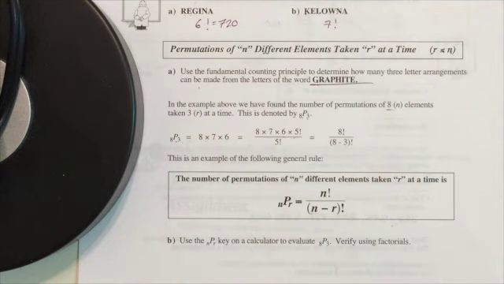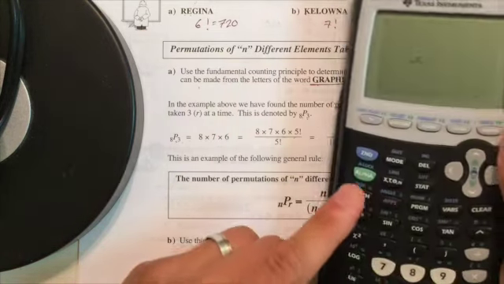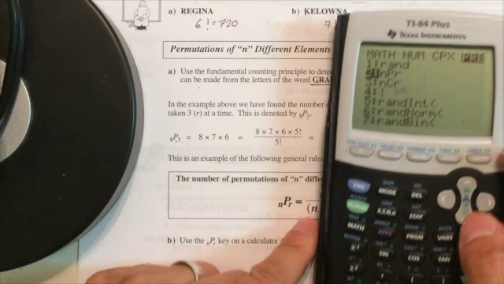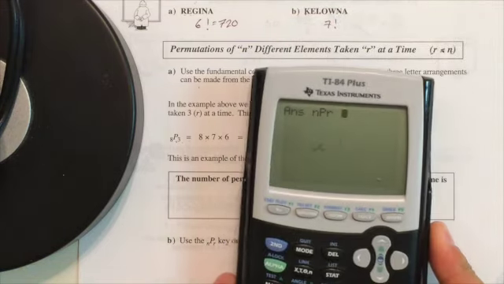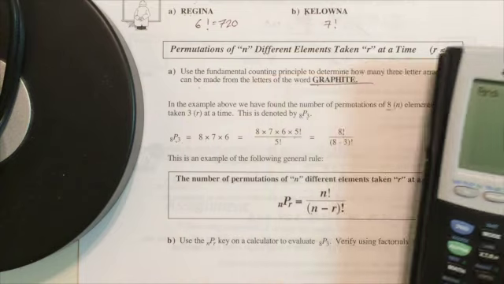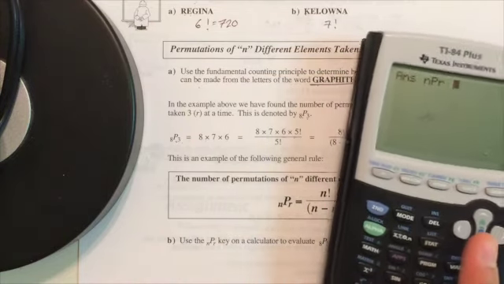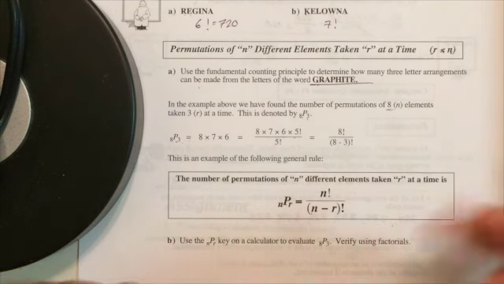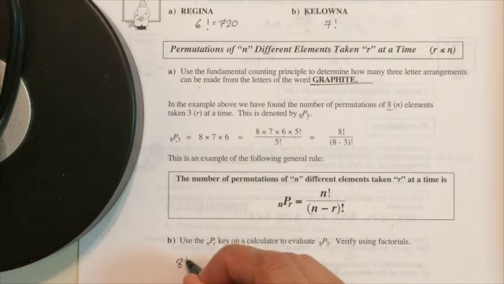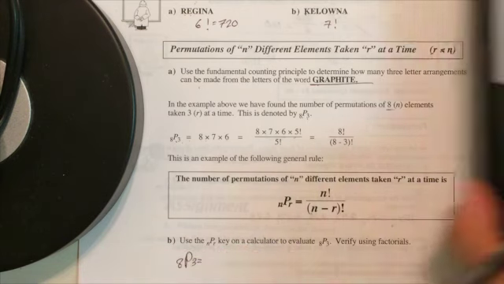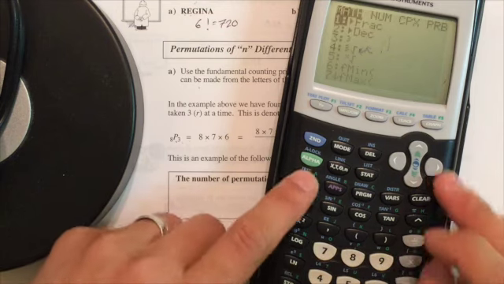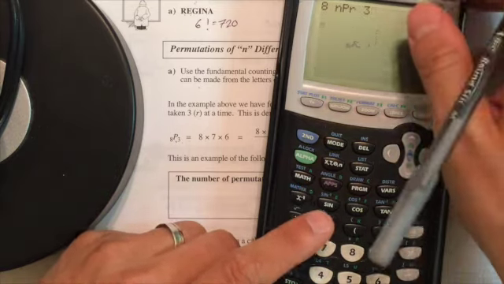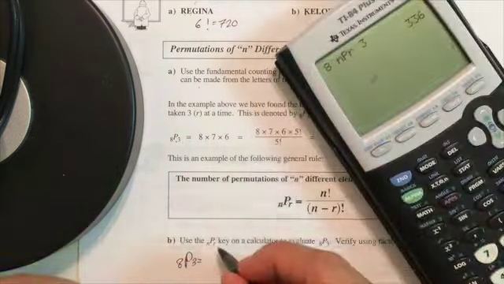So here we want to use the nPr key on our calculators. And if we go over, that is right here. So we first would want to type in 8 and then nPr, and then we would want to verify that using our factorials. So let's use 8P3. So 8, and that's option 2, P3, and I get 336.